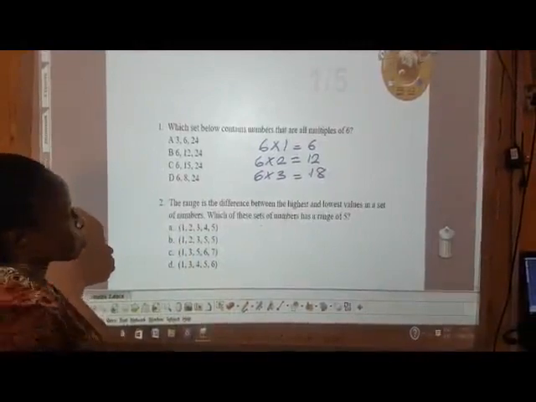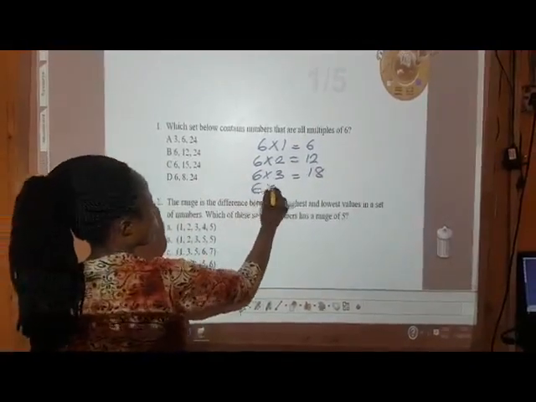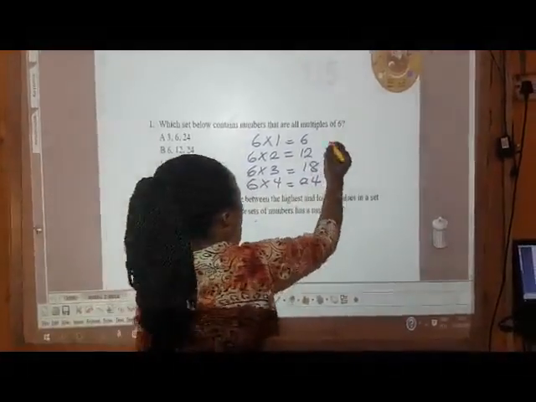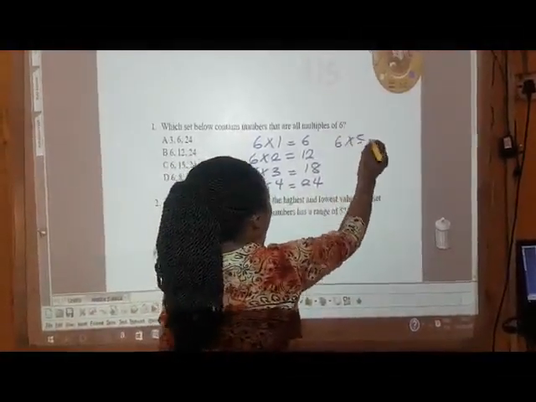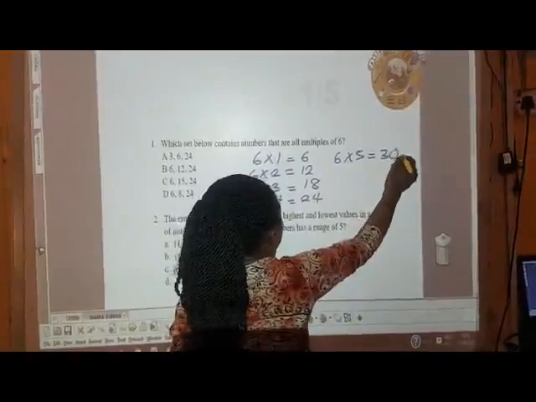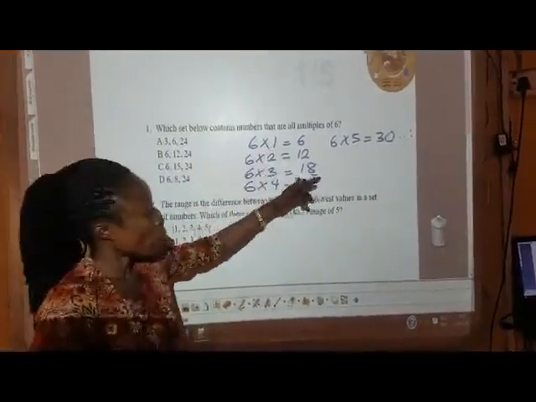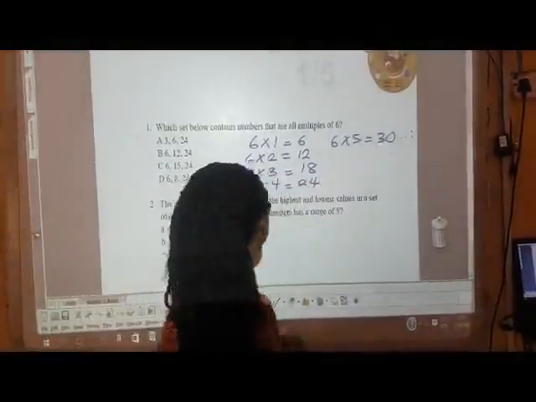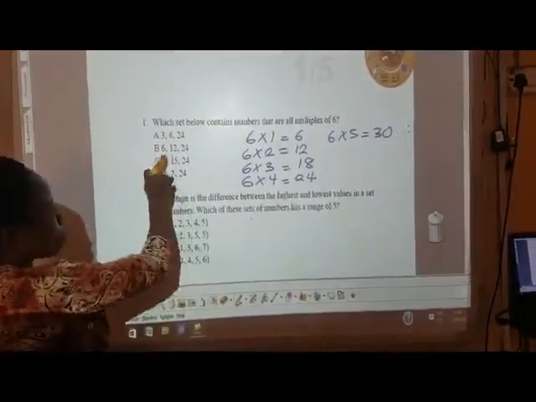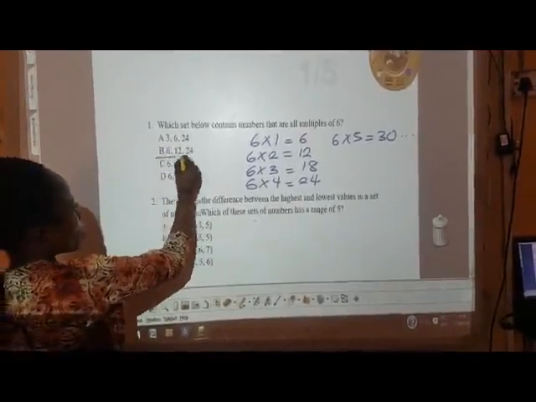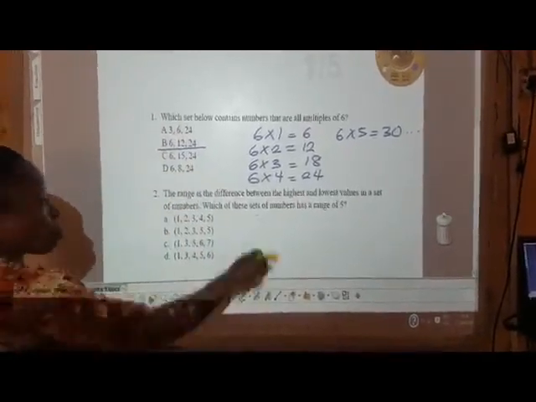6 times 4 is 24. Let's do another one. 6 times 5 is 30, and so on. Looking at the options here, you have 6, 12, 18, 24, 30. Option B is the answer, 6, 12, and 24. Those are the multiples of 6.